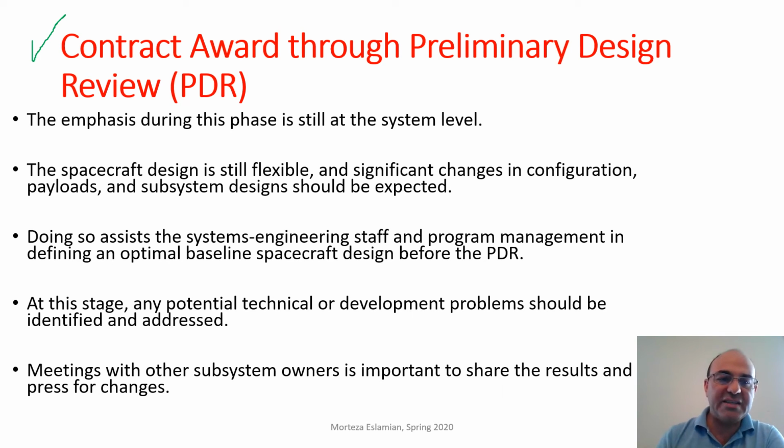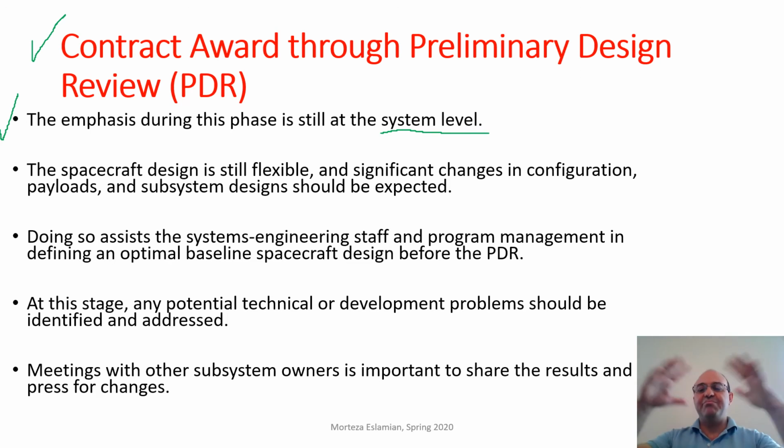So during this phase, the design process starts. The emphasis during this phase is still at the system level. System level means looking at the big picture. Since it's still the preliminary design review, very detailed analysis of each component is not necessarily done at this phase. So it's the system level, to make sure that the system as a whole will work and how it's going to be designed.